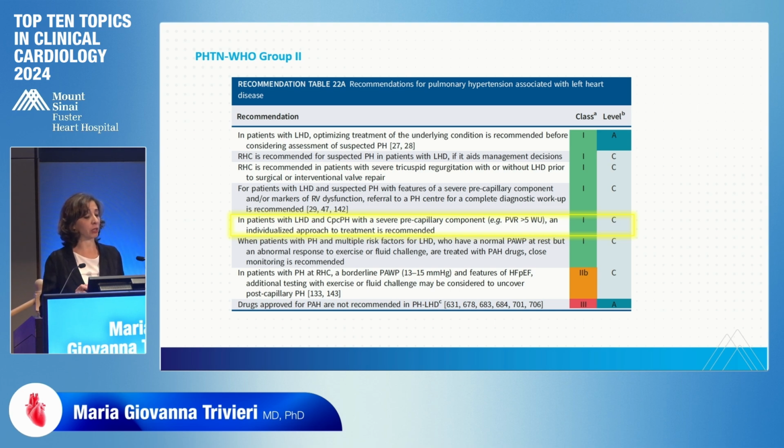Just pointing out that because there isn't a lot of data regarding group 2 patients, what the guidelines say is that when you have somebody with what we call out of proportion group 2 pulmonary hypertension, meaning there is very high PVR even though the wedge is elevated in this patient population, you might consider using parenteral therapy or other therapy that we normally use for group 1, because there is really a lack of evidence.